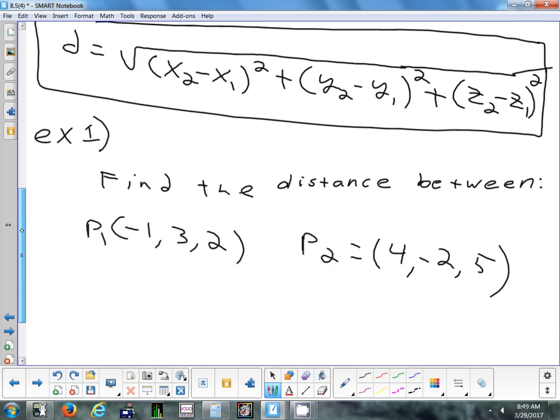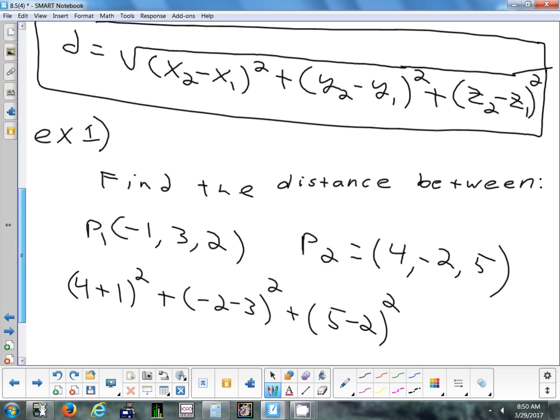Okay, so what would be the first calculation? All right, so we've got 4 minus negative 1, squared. Yep. Negative 2 minus 3. 5 minus 2. A couple other things we need there. 1 and the square root of it.